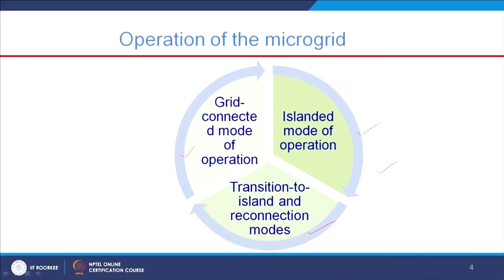Also we have transition to island and reconnection modes. If the microgrid is islanded from the main grid, again this island can be connected to the main grid system. That is basically known as the restoration process of the smart grid or microgrid system. So based on these different modes of operation of the microgrid or smart grid system, obviously we are interested in islanding detection.